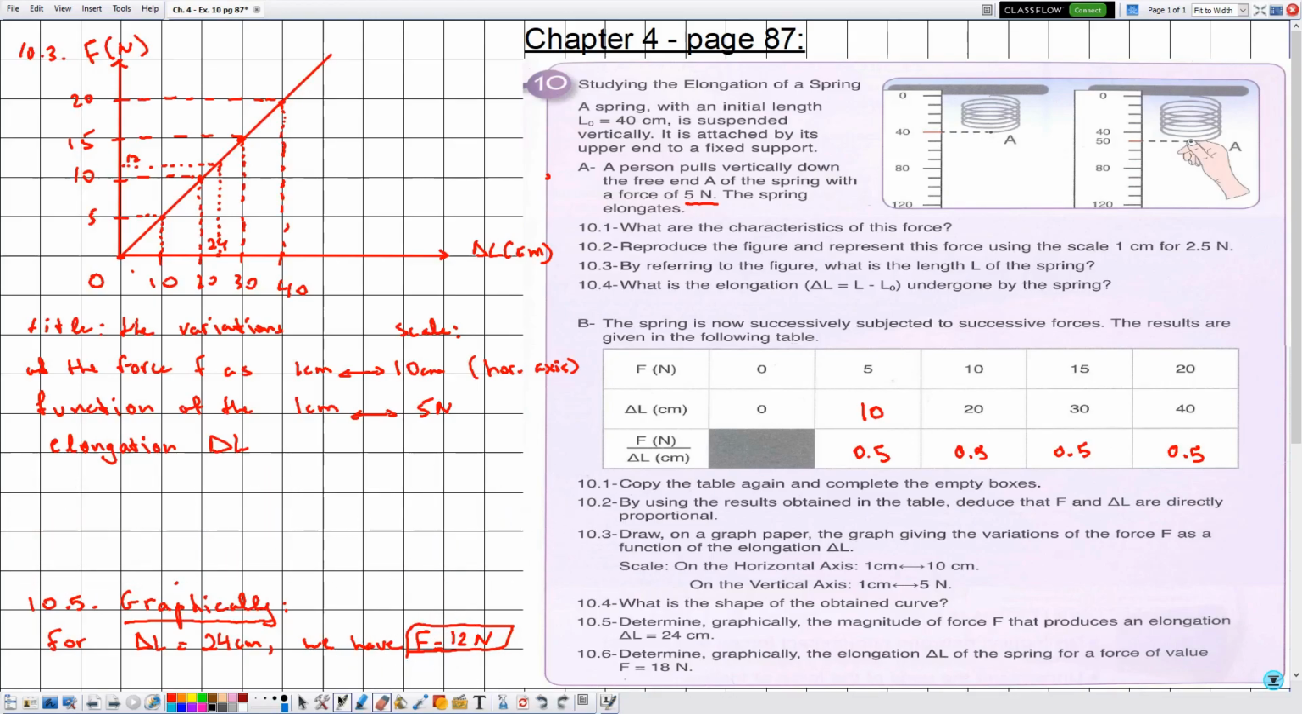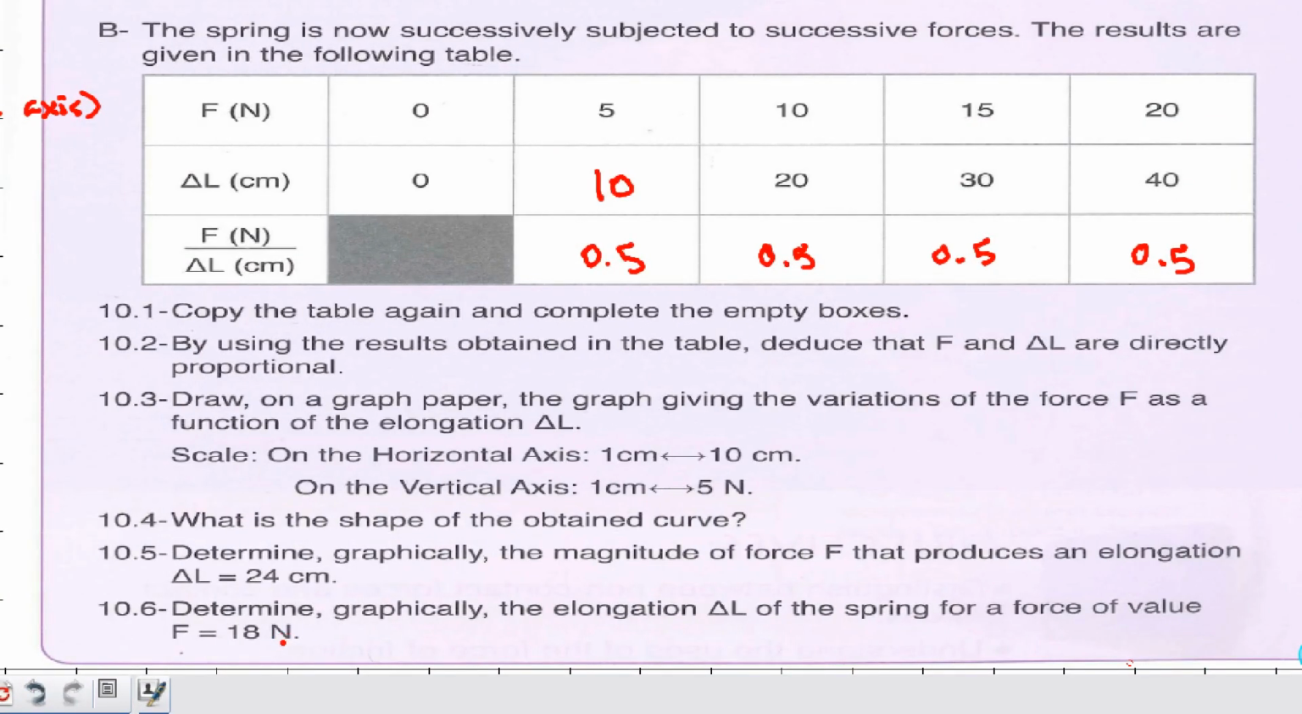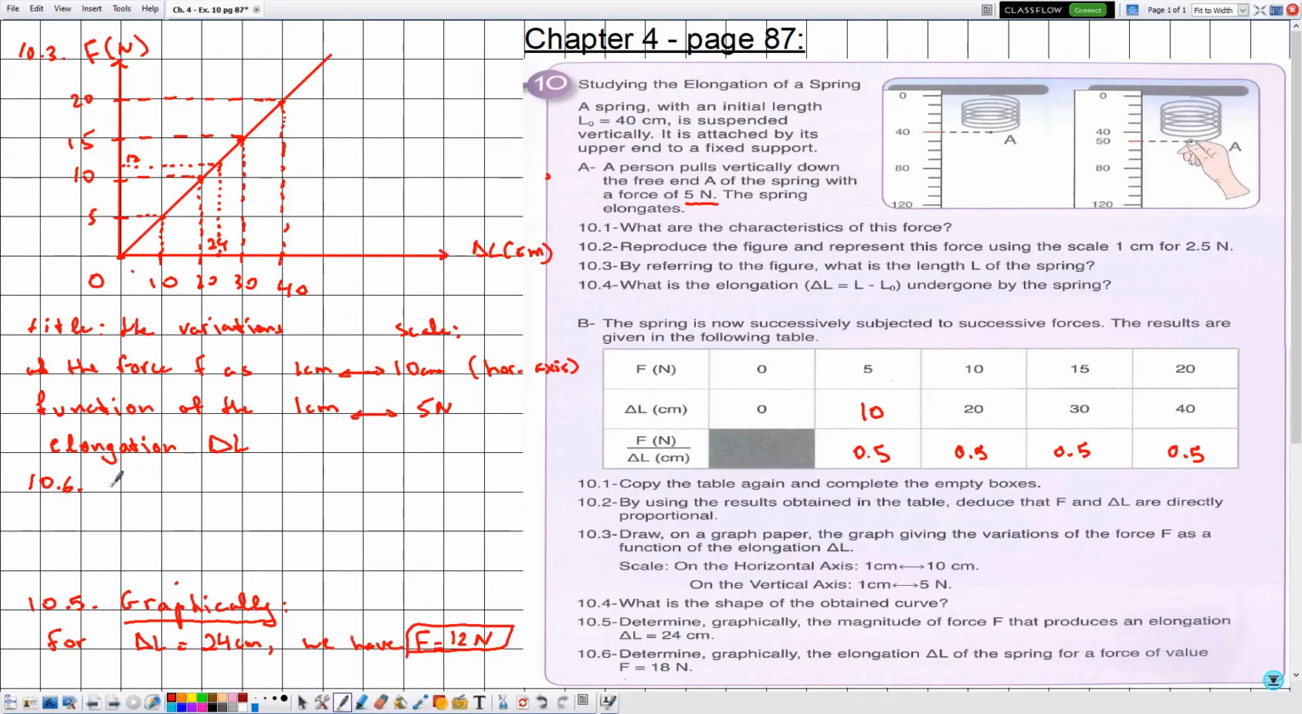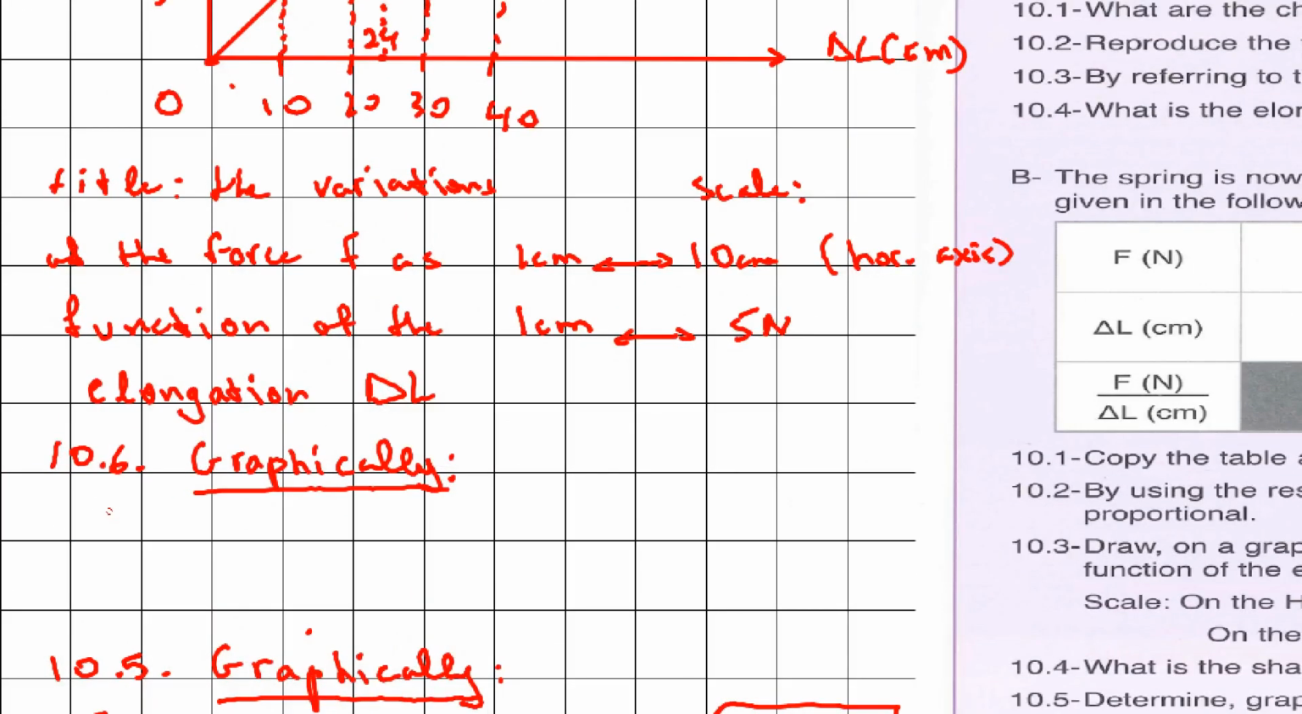And now in part 10.6 they are telling me: determine graphically the elongation delta L of the spring for a force of value F equal to 18 newtons. So we need to refer to the curve or to the graph. Then let's say graphically. And I repeat, they usually give half a mark for mentioning this statement.